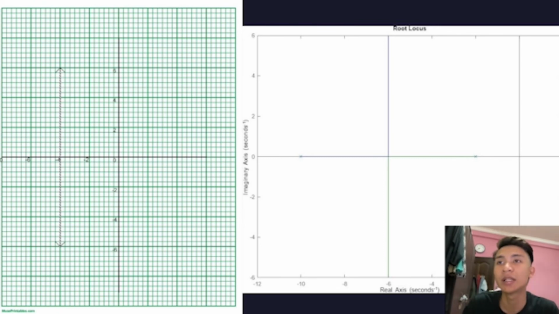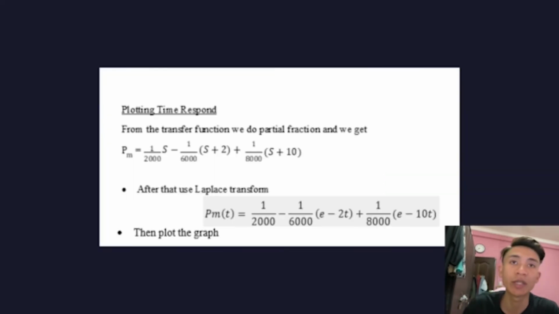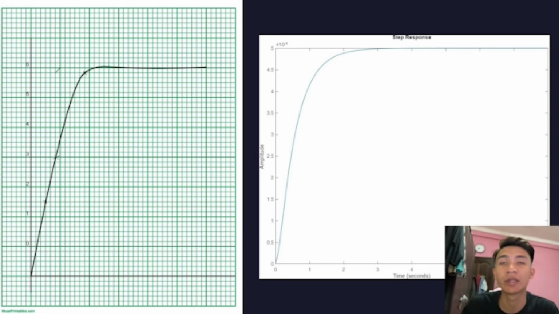So next one is plotting time response. Plotting time response, for the transfer function we do partial fraction and we get the equation as you can see here. After that, use Laplace transform, and then like always we plot the graph. If we plot the curve using the paper, you will get the left one, and if you use MATLAB, we get the right one.